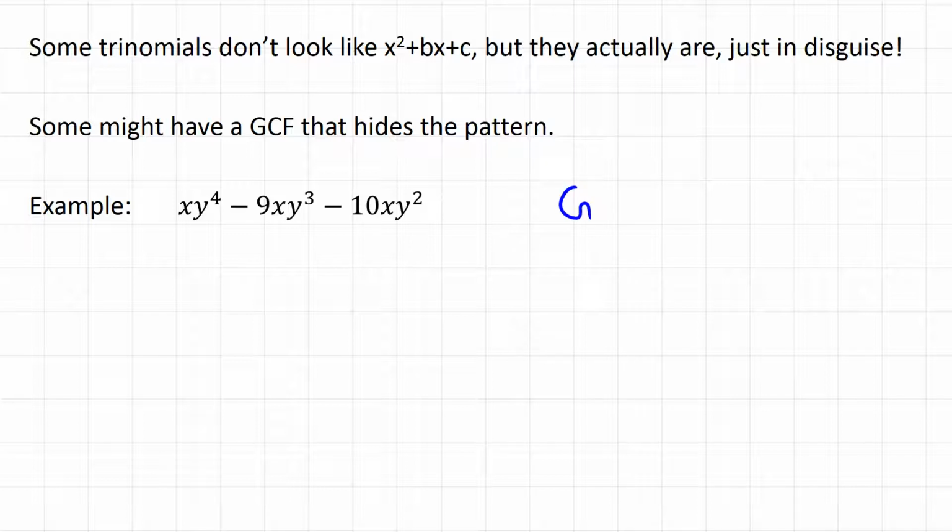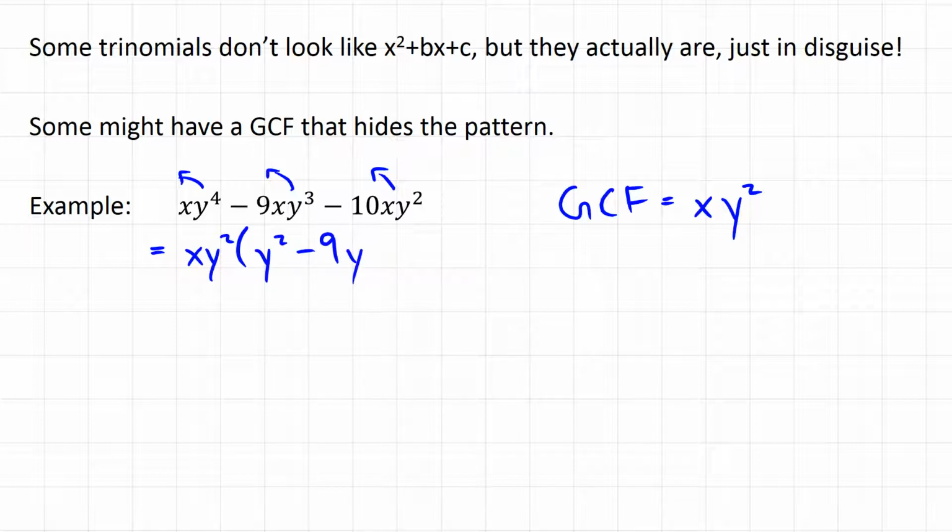So looking at this example, is there a greatest common factor? Well, we could divide each term by x, and we could also divide each term by y squared. So if I do that and pull that GCF off each of those terms, I'd be left with xy squared times y squared minus 9y minus 10.